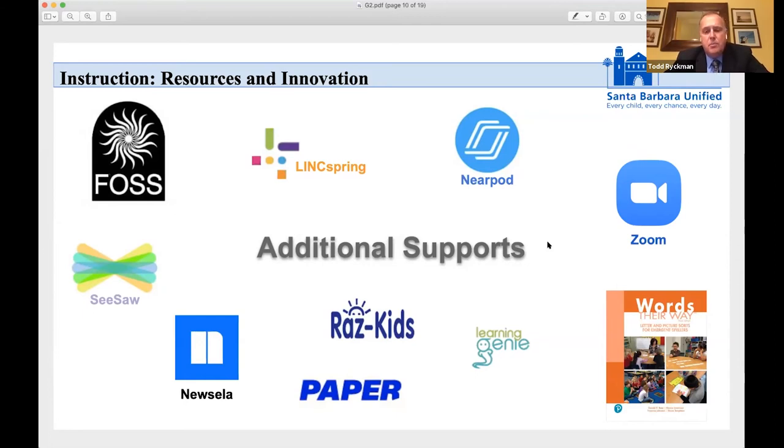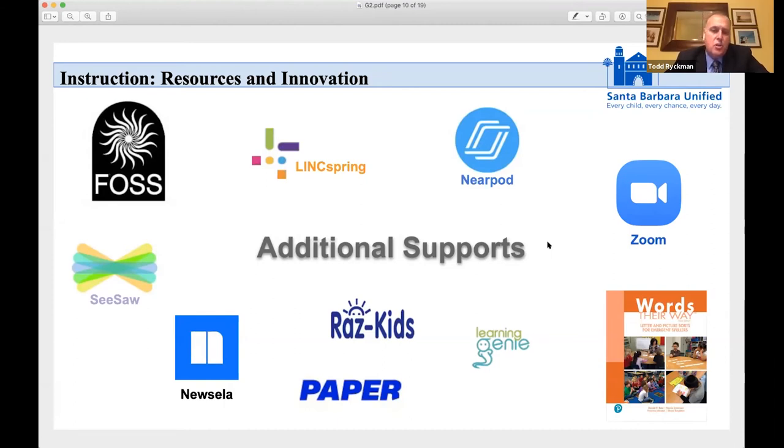One of the things that I want the board and public to know is that we're going to be launching a website for parents that has how-to documents and videos on these adopted platforms so they can support their students at home. Many of them have been mentioned already today, but I'm going to focus on a couple.